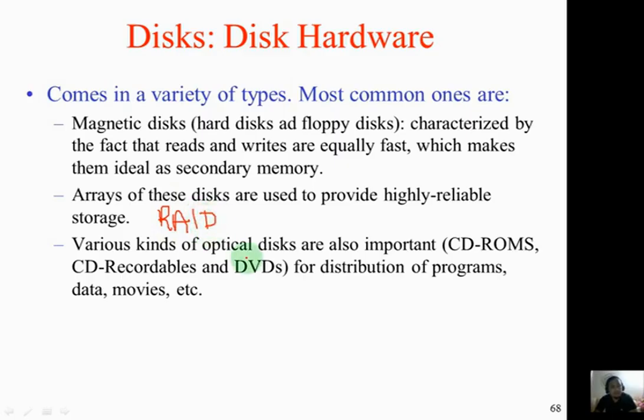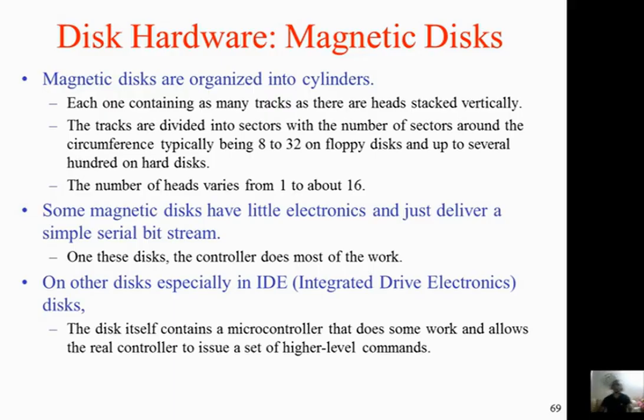And then you have the various kinds of optical disks that we have seen, though they have somewhat become obsolete, though they are still available, like CD-ROMs, CD recordables, and DVDs that are used for distribution of programs, data, and movies. Now we'll be looking at one type of disk in terms of the hardware arrangement, and that is the magnetic disk, or hard disk or floppy disk.